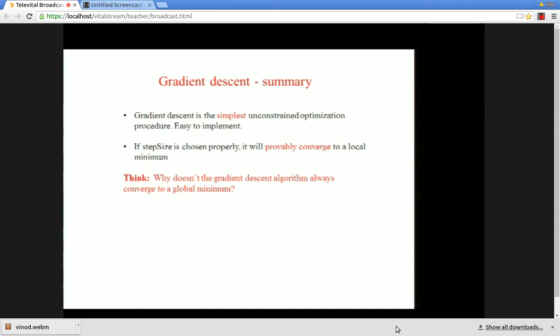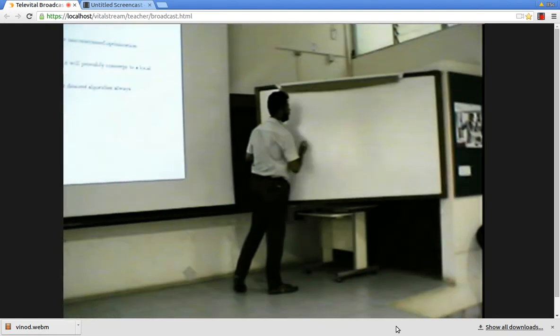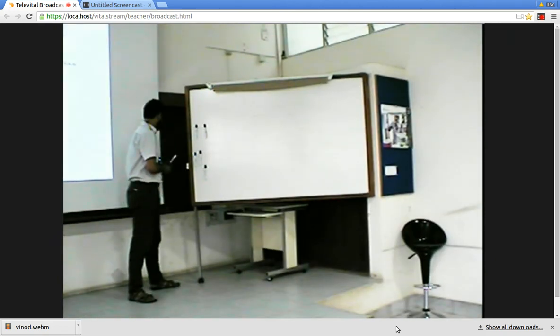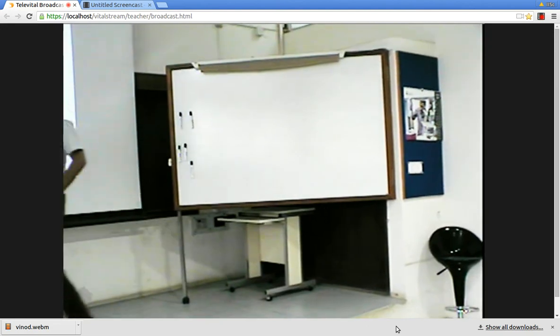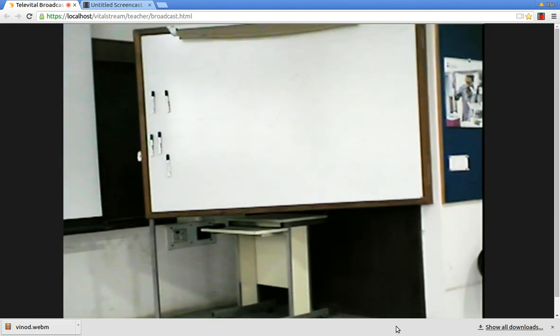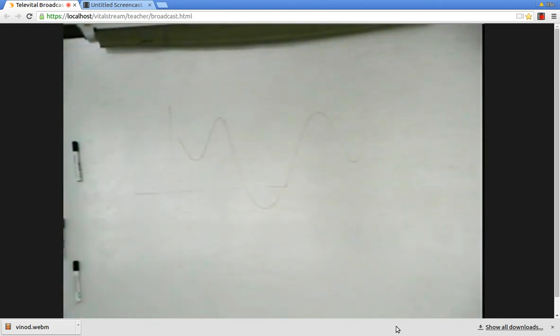So here is a function. This is a different sine function. Which one is a local minimum? Which one is a global minimum here? How many local minimums does this function have? 3. And how many global minimums? Okay. So here what I'm saying is gradient descent might not always converge to the global minimum. Would you guys agree? And why is that?